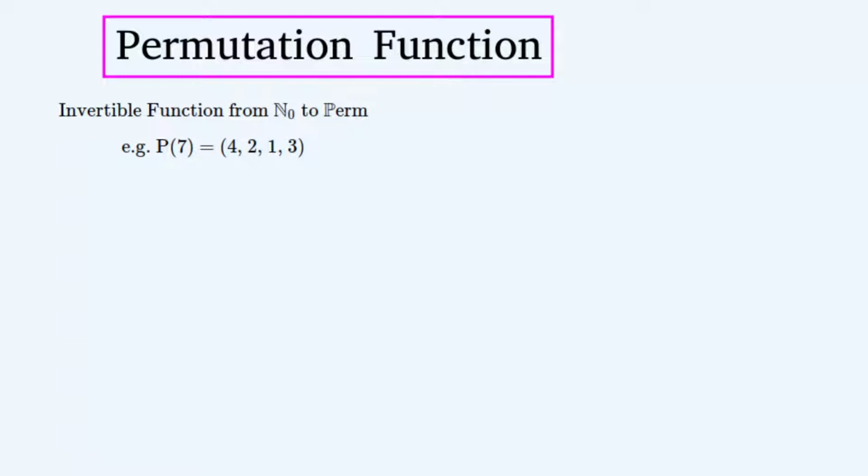I'd like to show you an invertible function that can map any natural number onto a unique permutation that can potentially be infinite. This natural number set will include the number 0, n0. Here is an example. I take the number 7 and map it onto this permutation. I hope that you are comfortable with this list notation to represent permutations.